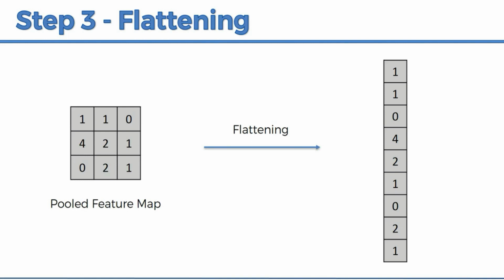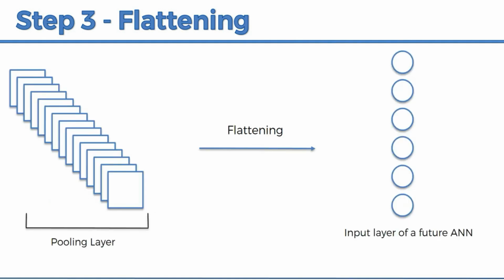And the reason for that is because we want to later input this into an artificial neural network for further processing. So this is what it looks like when you have many pooling layers with many pooled feature maps, and then you flatten them, so you put them into this one long column sequentially, one after the other, and you get one huge vector of inputs for an artificial neural network.